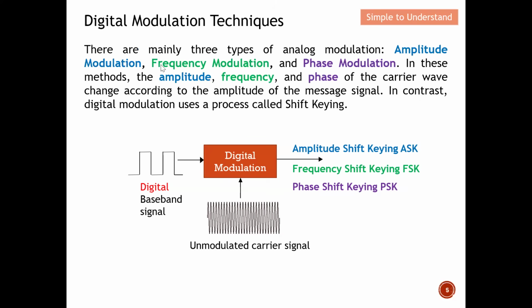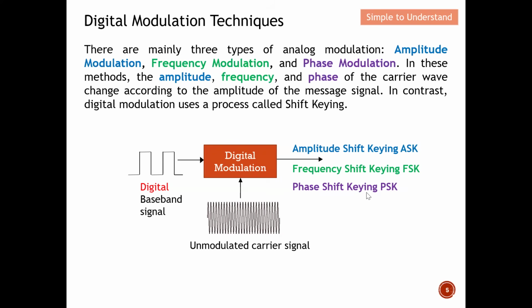There are mainly three types of analog modulation, which I have explained earlier on: amplitude modulation, frequency modulation, and phase modulation. In this method, either the amplitude, the frequency, or the phase of the carrier wave changes according to the amplitude of the message signal. In contrast, digital modulation uses a process called shift keying: amplitude, frequency, and phase shift keying.